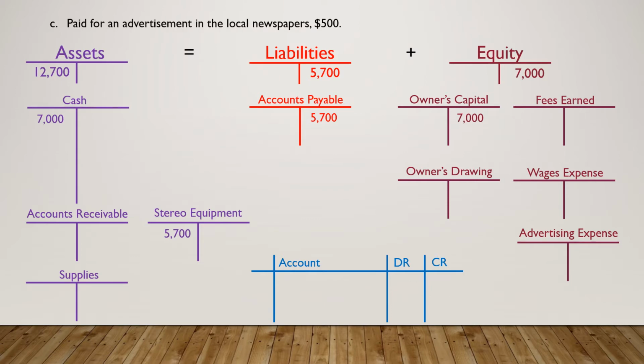Transaction C. Mike paid for an advertisement in the local newspapers for $500. Whenever we consume a service from another party, we have an expense. So we'll debit advertising expense and credit cash. The debit to advertising expense goes to the left column of its T account, and the credit to cash goes to the right column of its T account. Total assets now has $12,200 in debits, and that debit to advertising expense decreases total equity to a $6,500 credit.